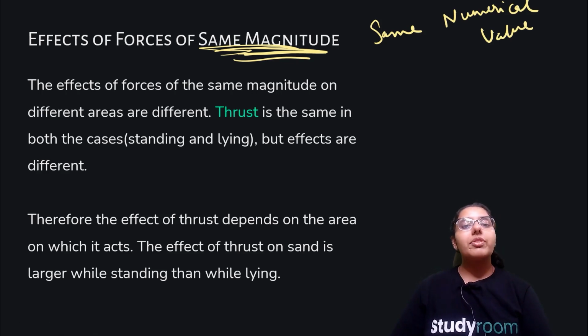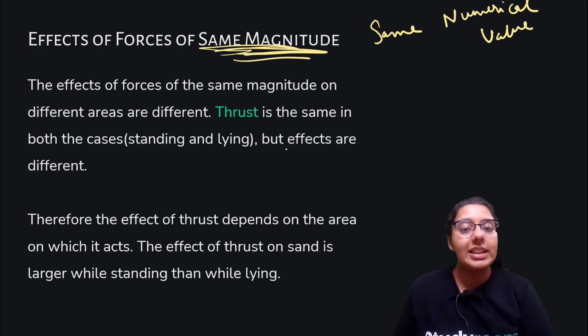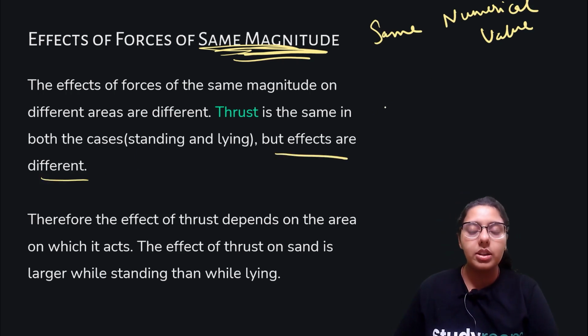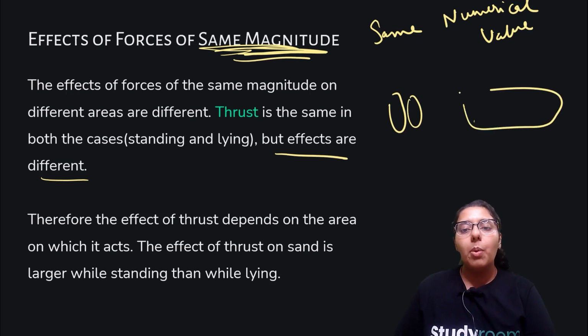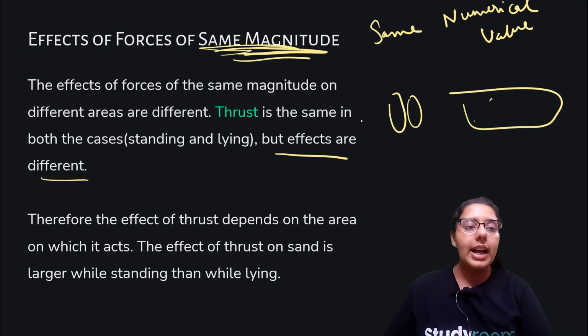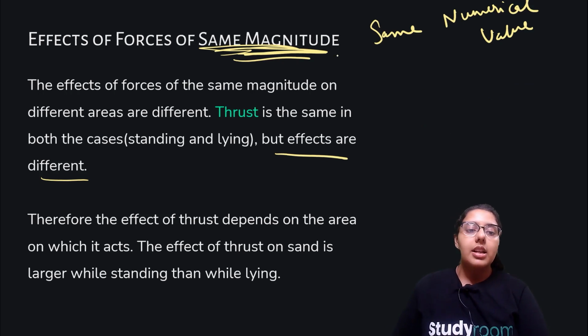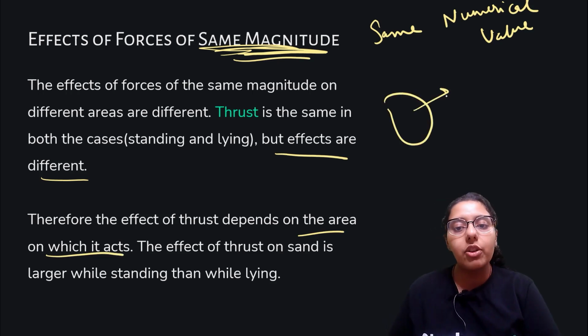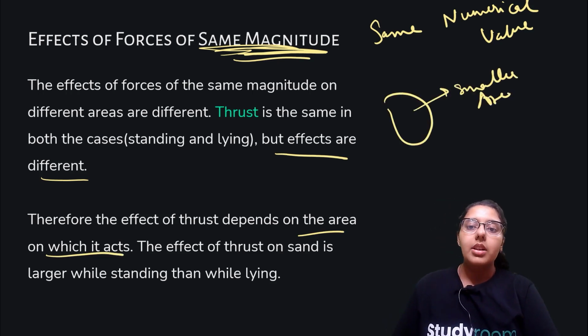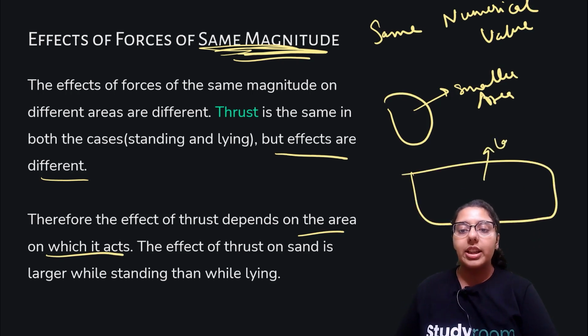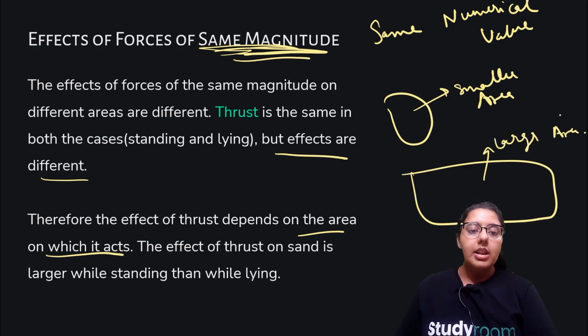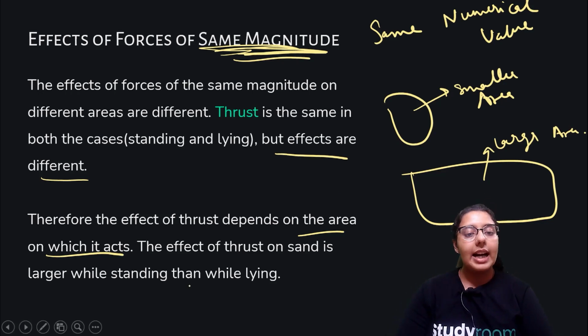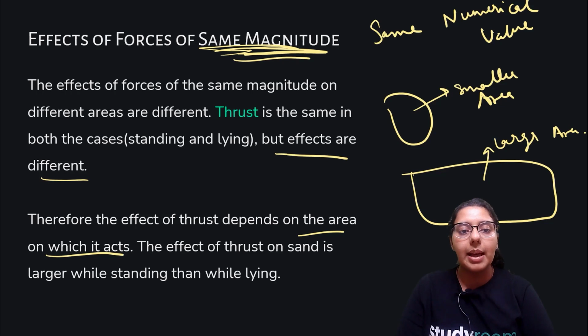The effects of force of the same magnitude on different areas are different. Thrust is the same in both cases, standing and lying, but the effects are different, just as we saw in the case of your feet and your body. So thrust has different effects in different cases, correct? Therefore, the effect of thrust depends on the area on which it acts. When it was feet, it was a smaller area, and when it was your body, it was a larger area, right? The effect of thrust on sand is larger while standing than while lying, just as we saw in the previous example, correct?